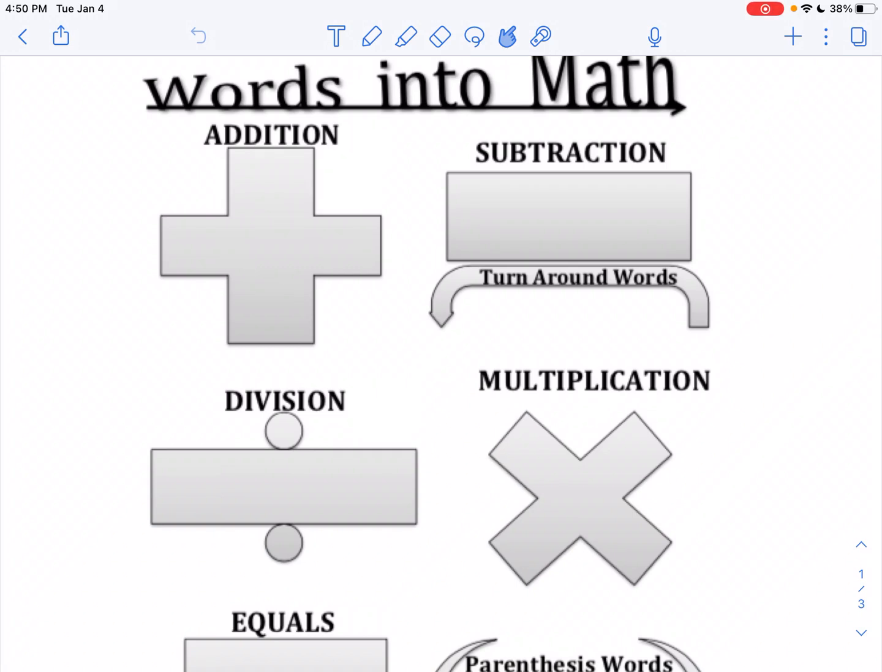Hello, in this lesson, I want you to perform operations with functions. I want you to solve equations using the properties of equality. We start off here and we need to understand some words that mean add, subtract, multiply, and divide.